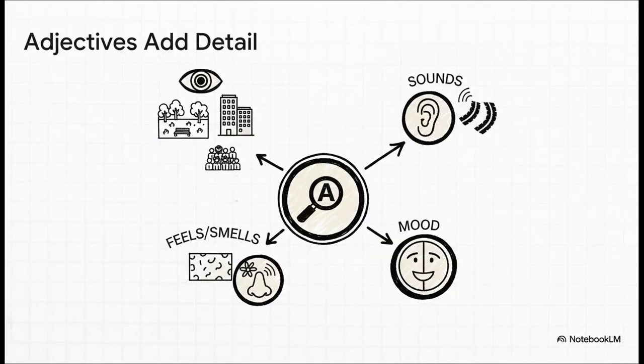And just look at the sheer range we're talking about. Adjectives can tell you how something looks, you know, like a green park or an elegant dress. They can describe sounds, like loud music or screechy tires. They even cover how things feel or smell, like a rough surface or a fragrant flower. They can even get inside a person's head and tell us their mood, if they're feeling anxious or cheery.